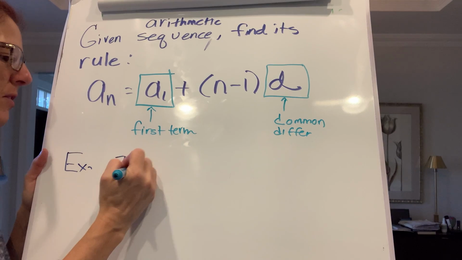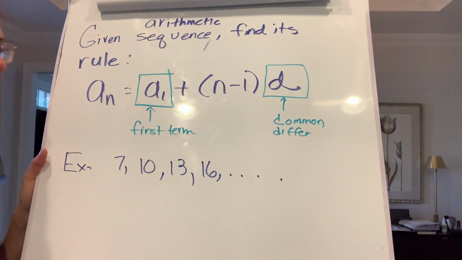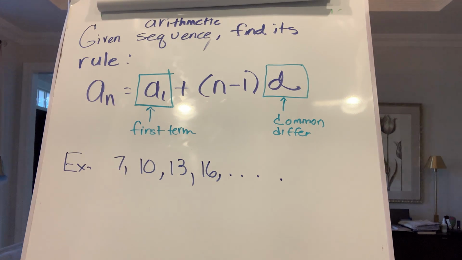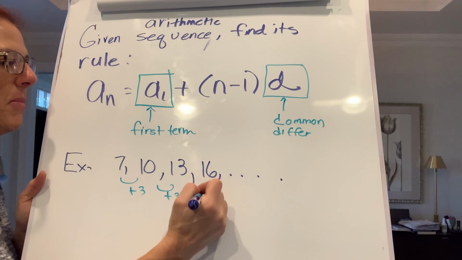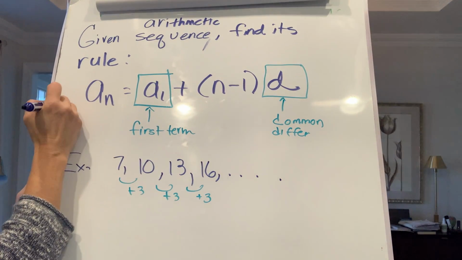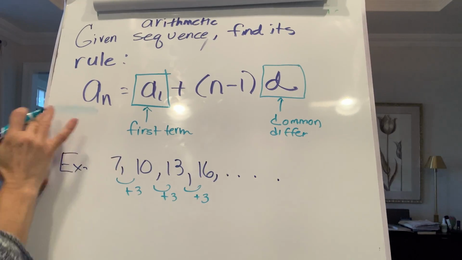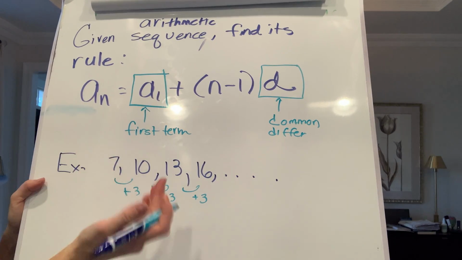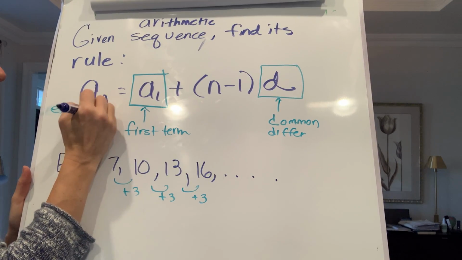I have the arithmetic sequence 7, 10, 13, and 16. Confirm that it's an arithmetic sequence. Yes, the pattern is to add 3. All right, but again, this is not the recursive rule. The recursive rule would say take the term before and add 3. We want to write the explicit rule.